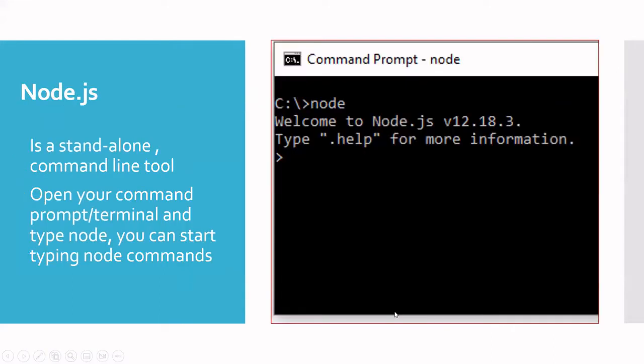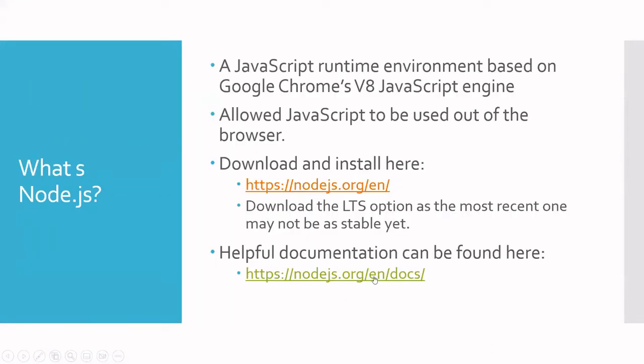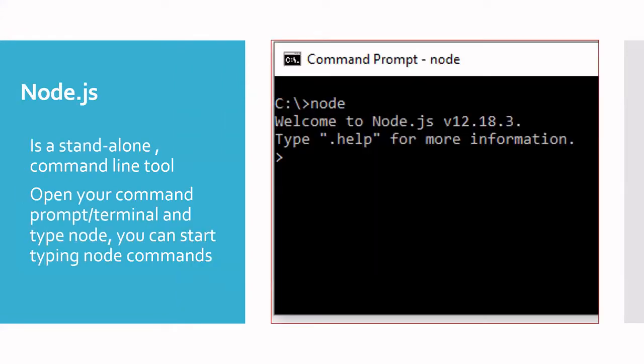Okay, and then there's some helpful documentation you can find here. Now, what does Node.js look like? It pretty much looks like the console. It's the command line. It's a completely command line tool that executes JavaScript.